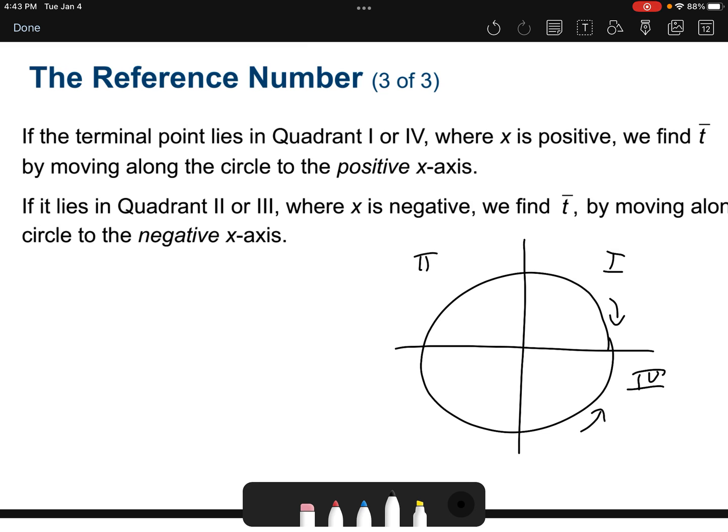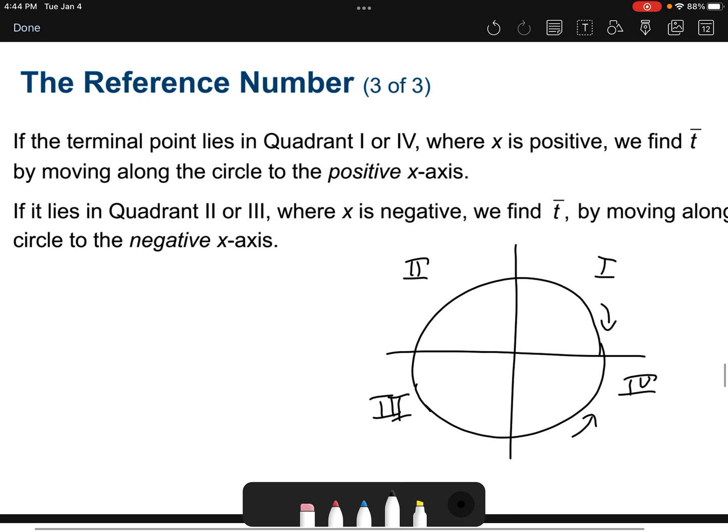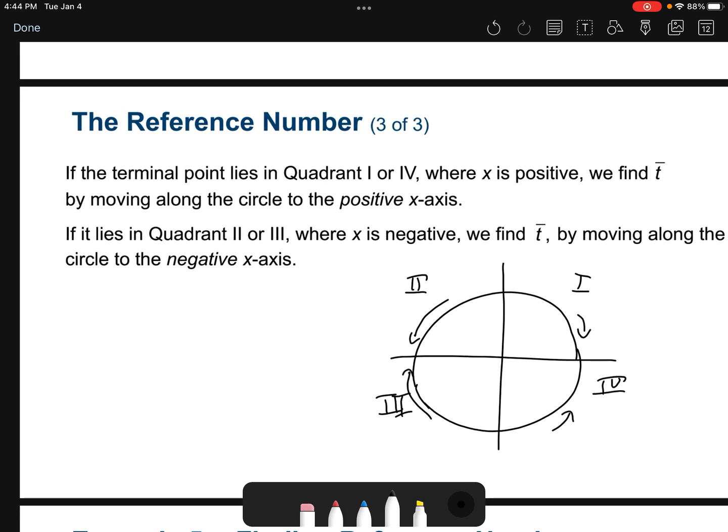If it lies in quadrant 2 or 3, that's not 3, that's 4. Let's try that again. There we go. Where x is negative, then we find T bar by moving along the circle to the negative x-axis, there and there. Okay, so that's how we find the reference numbers.